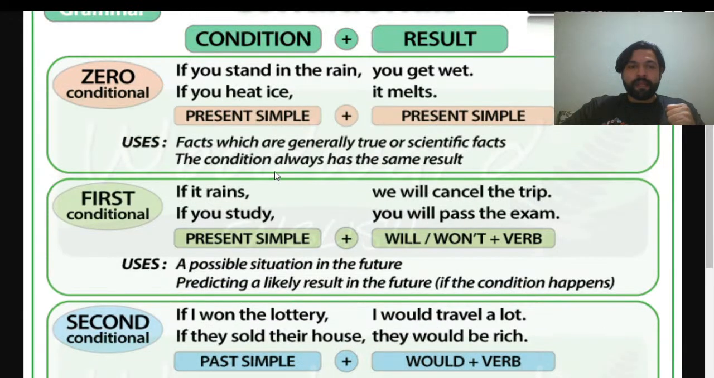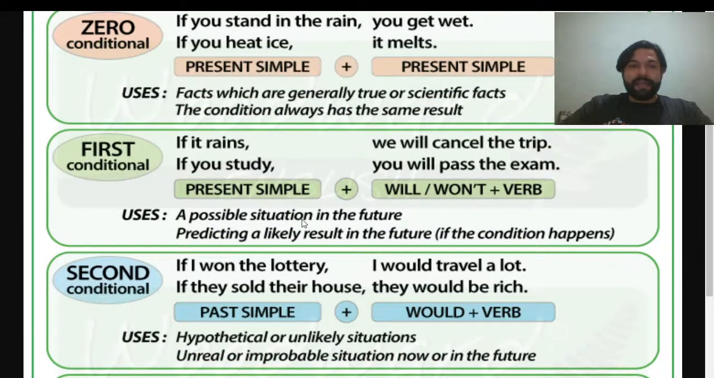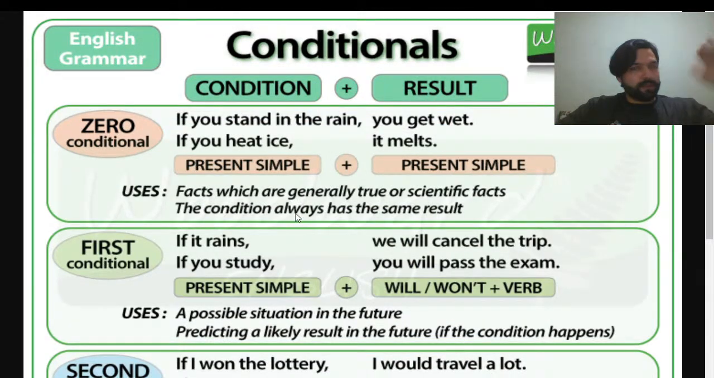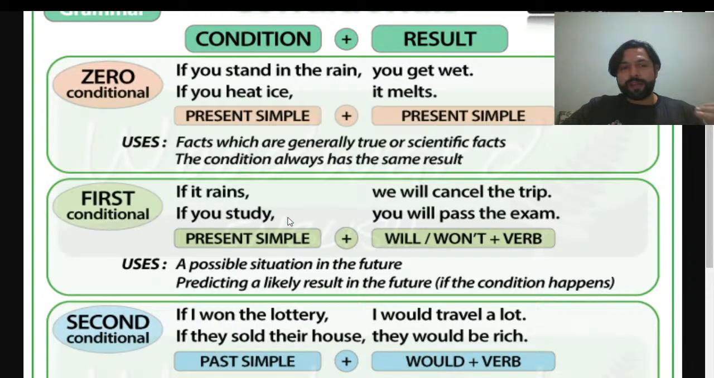Okay, the first conditional. Now, the zero is like every time it's gonna happen. Every time the result is the same. But when we talk about the first, the second, and the third, we are talking about specific situations, specific moments that depend on that condition. Okay, like the result depends on the condition. If the condition doesn't exist, the result doesn't exist as well. And the structure for the first conditional is always a present simple in the first clause and a future reference in the second clause.